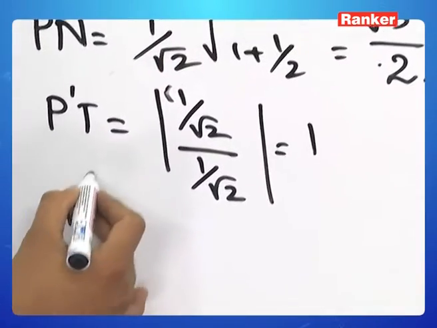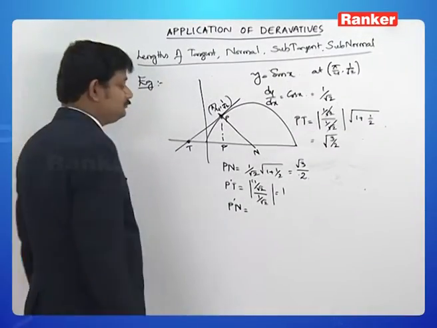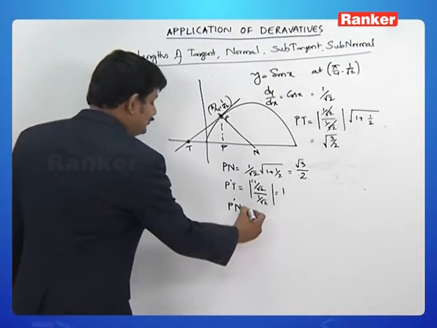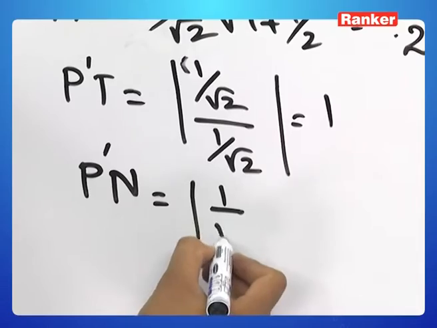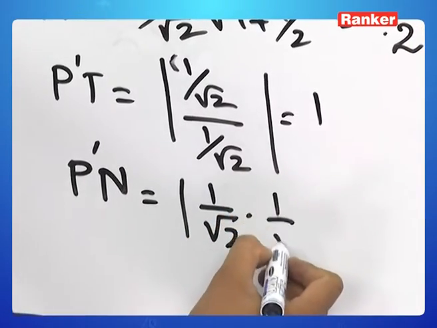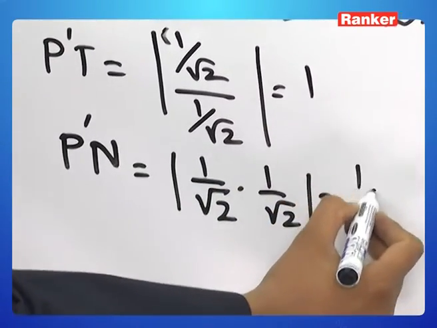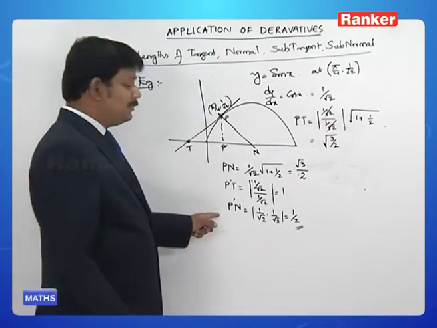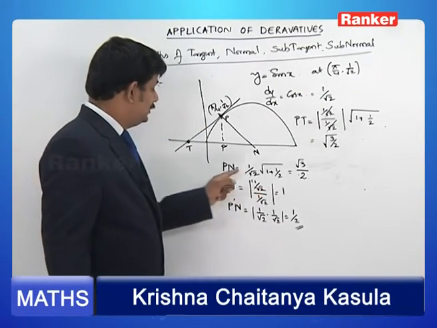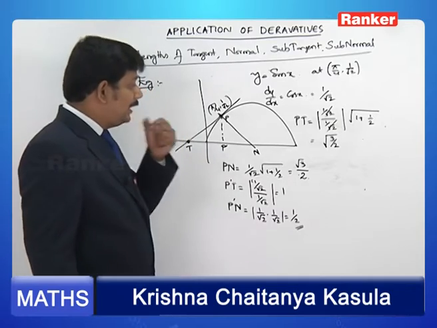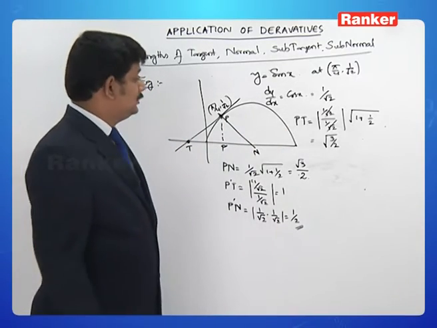Length of the subnormal P dash N, we know it is y1 into m. So, modulus of y1 is 1 by root 2 and m is 1 by root 2. So, it is 1 by 2. Length of the subnormal is 1 by 2, length of the subtangent is 1, length of the normal is root 3 by 2 and length of the tangent is root 3 by 2.